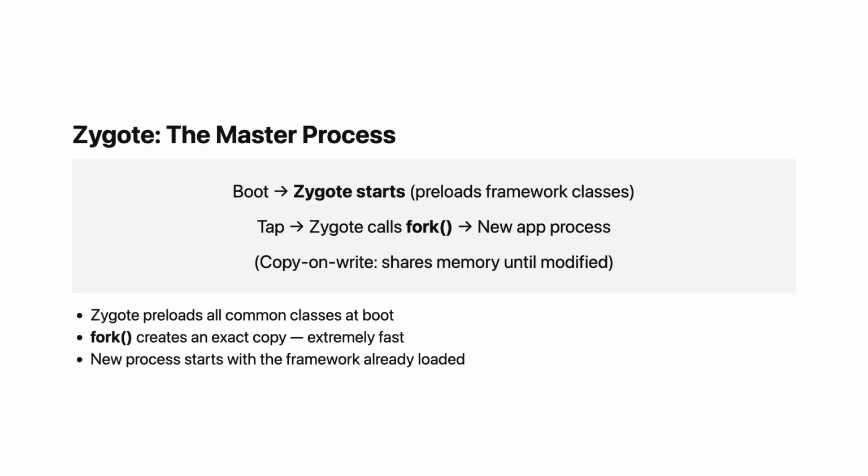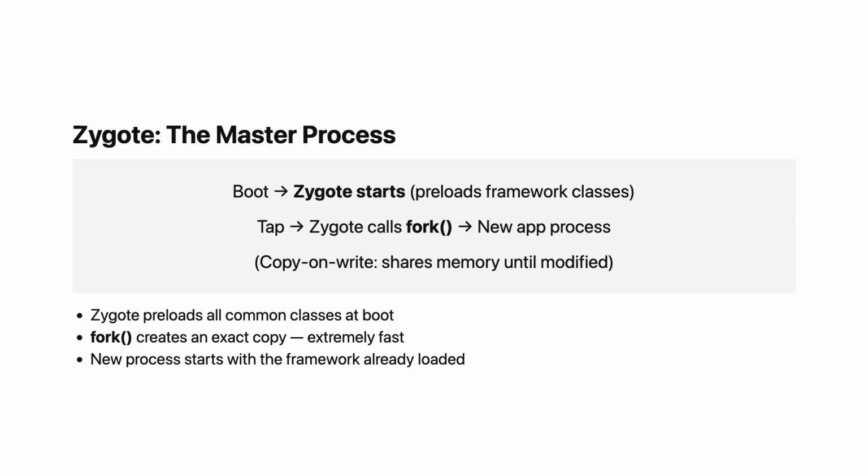Then, when you tap an icon and the system needs a new process, Zygote does not start from zero. It forks itself. Fork is a Linux system call that creates an exact copy of the current process. It is extremely fast because of copy-on-write memory. The new process shares Zygote's memory pages until it actually modifies something. So your new app process starts life as a clone of Zygote, with the entire Android framework already loaded and ready. This is one of the most important performance optimizations in all of Android.